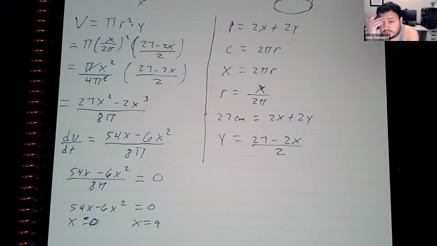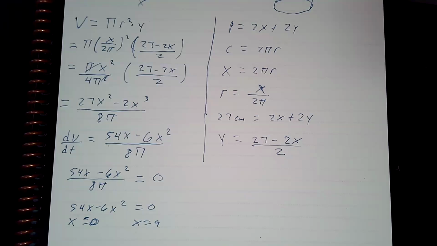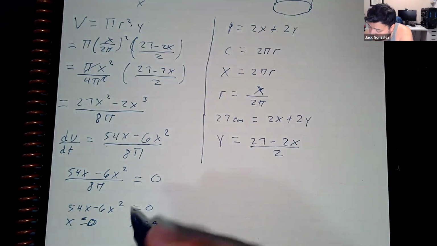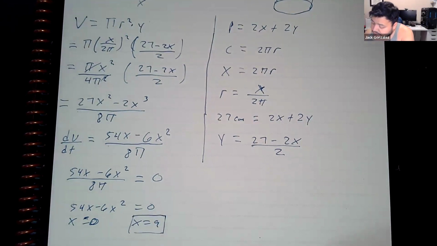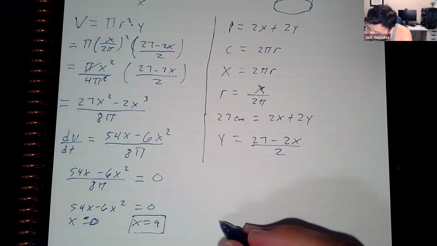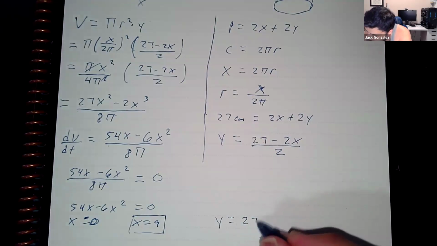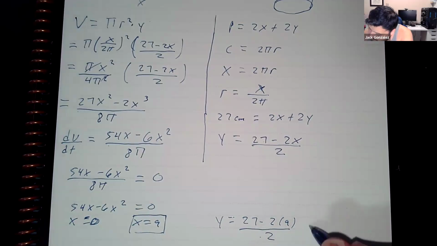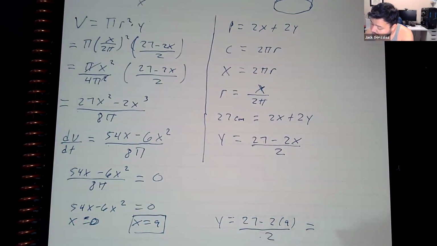Does it make sense to choose 0? No, so it's not. Or we have to have a dimension, right, for x. So this will be the x value that maximizes volume. If you want the y value, plug it in. So 27 minus 18 divided by 2. Here are the two dimensions we need.